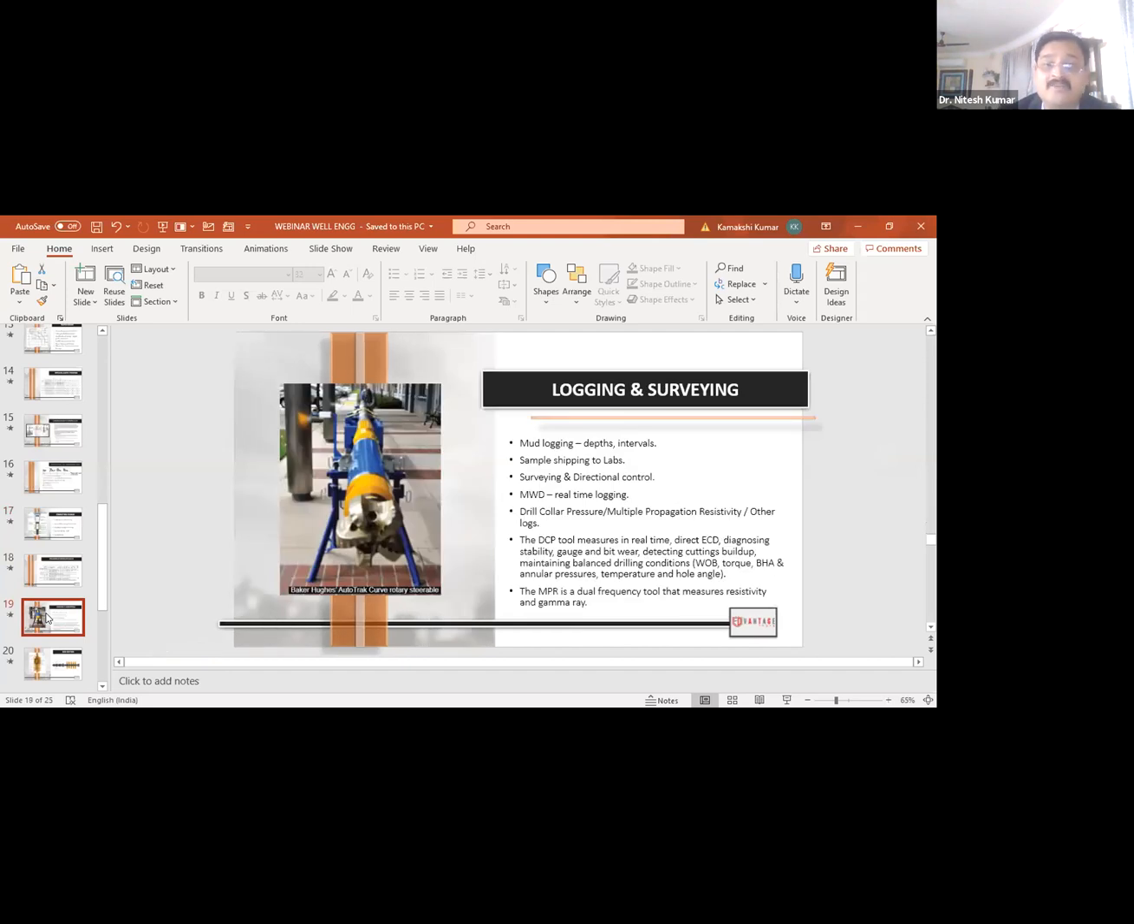Likewise, we will spend a day on the logging and surveying program. So here you will talk about AutoTrack and MWD and LWD and all kinds of digital instruments which we use in the oil field, their purpose, and how they are effective in the oil field, both offshore and onshore.